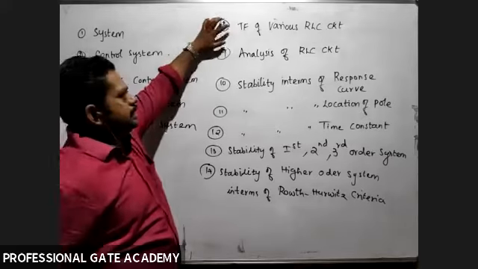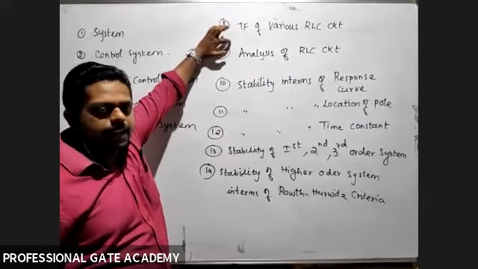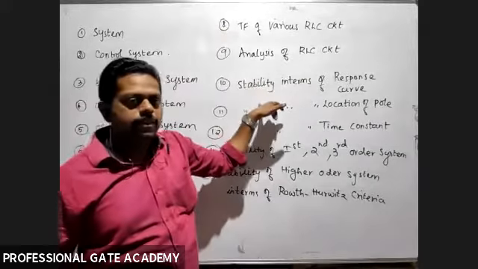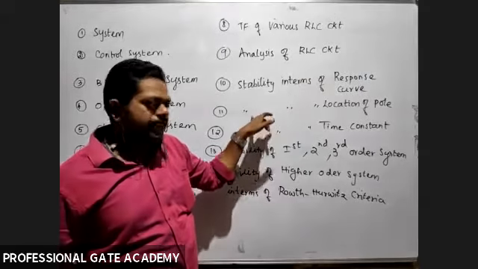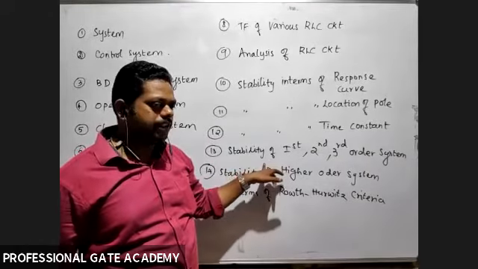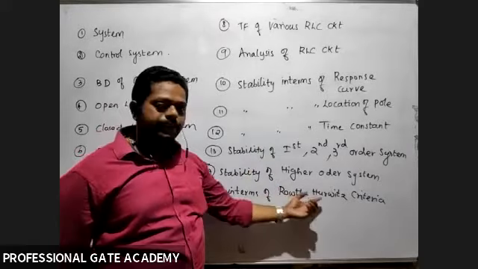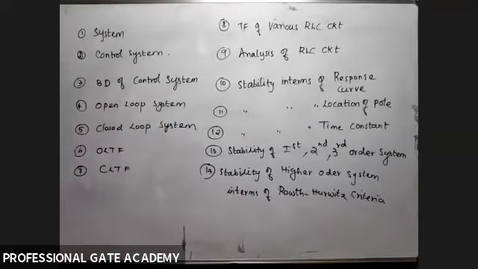Then this is also an important topic: transfer function of various RLC circuits and analysis of various RLC circuits. The next is stability concept. So stability in terms of response curve, stability in terms of location of poles, and stability in terms of time constant. And the stability of first, second, third order system. But suppose if it is fourth order, fifth order, then we have to use Routh-Hurwitz criteria to check the stability. So these are the topics. Let's go through the topics, then we will discuss one by one.